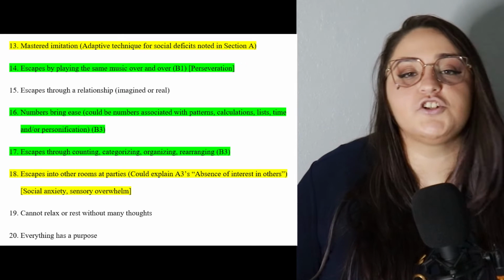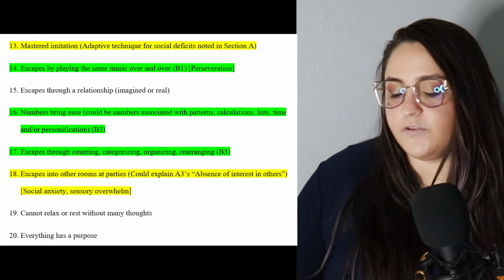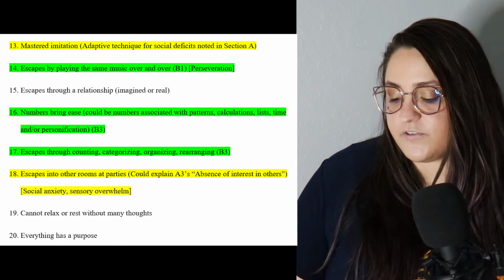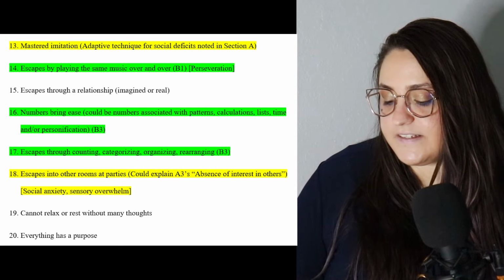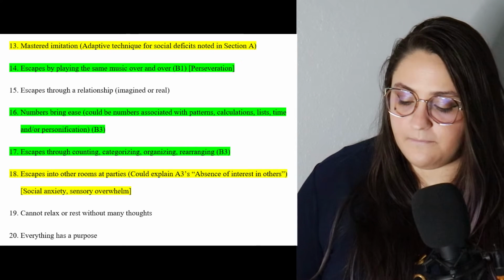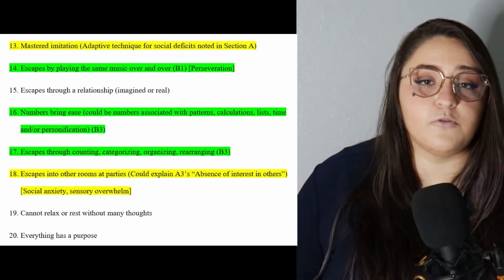Escapes through a relationship, imagined or real. I don't have anything specific that I feel could really point to that when it comes to criteria. Numbers bring ease, could be numbers associated with patterns, calculations, lists, time, and or personification. I feel that falls under B3. Escapes through counting, categorizing, organizing, rearranging, again through B3.